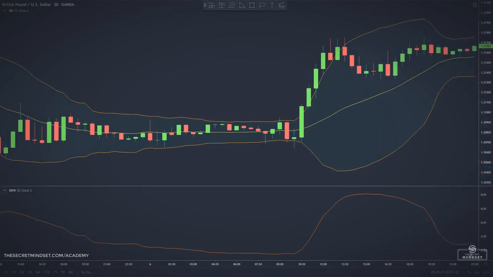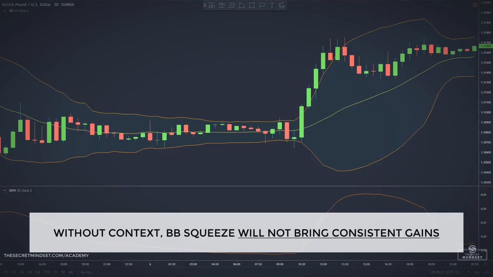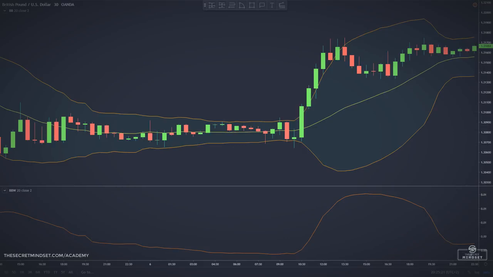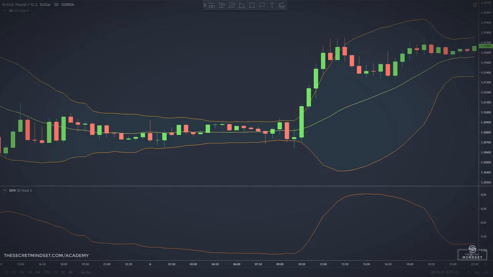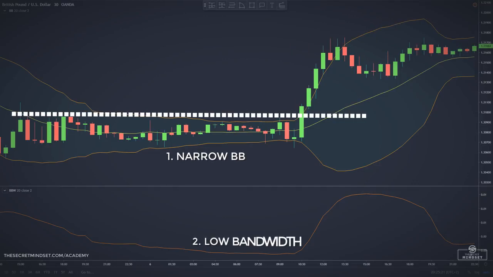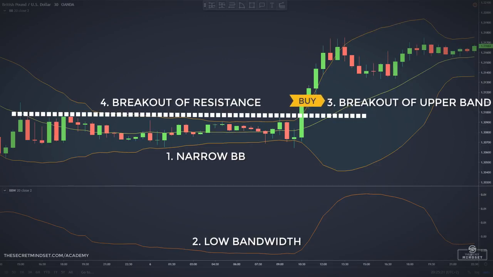Even though the Bollinger Band squeeze is straightforward, this method used by itself, without context, will not bring consistent gains. That's why you should combine this strategy with basic chart analysis to confirm signals. For example, a break above resistance can be used to confirm a break above the upper band. Similarly, a break below support can be used to confirm a break below the lower band. Unconfirmed band breaks are subject to failure.